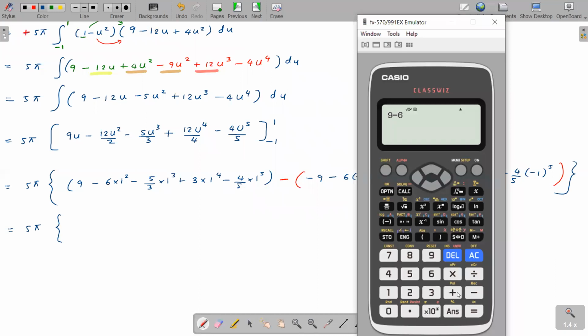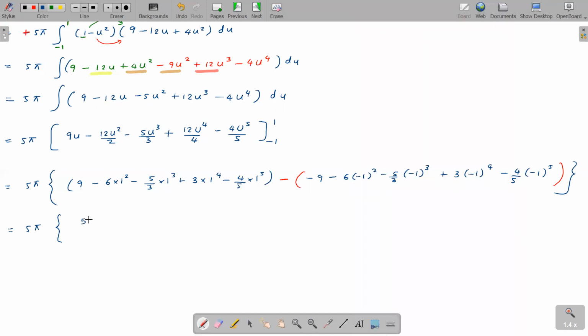9 minus 6 into 1 square is 6, minus 5 over 3 into 1 cube is basically 1, plus 3 into 1 to the power 4 is 3. 1 to the power of anything is 1, minus 4 over 5. So I get 53 over 15 for the first part. Minus, type the other part.